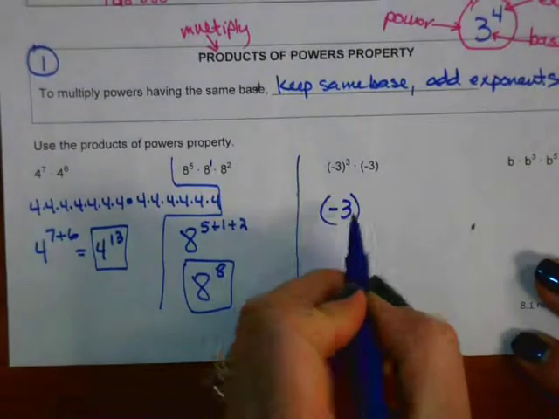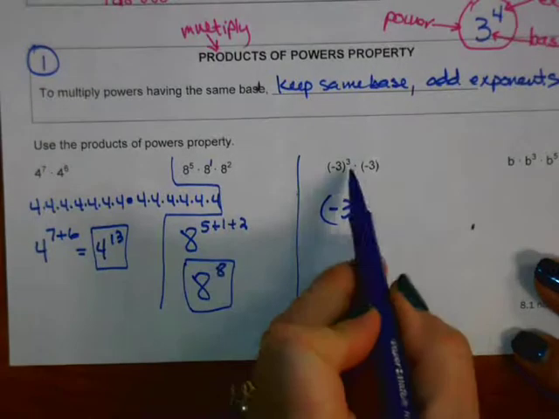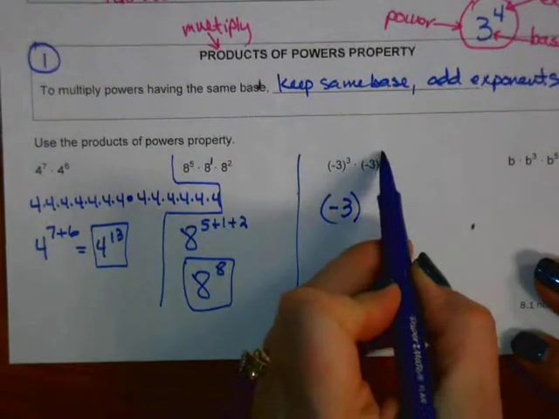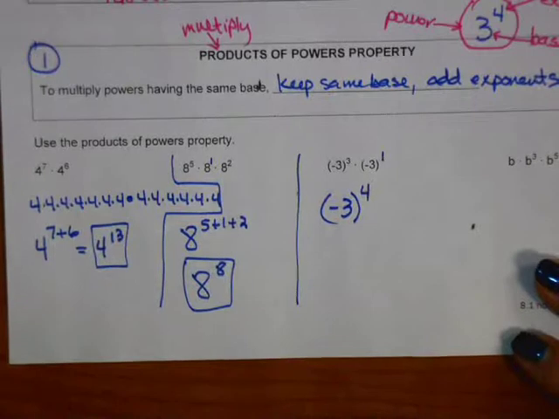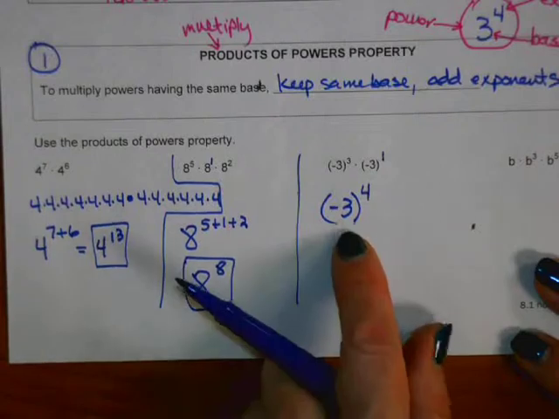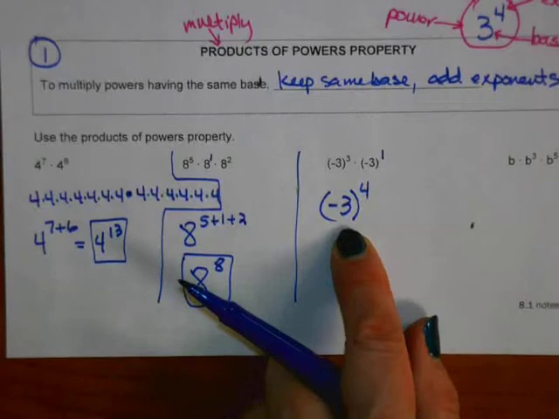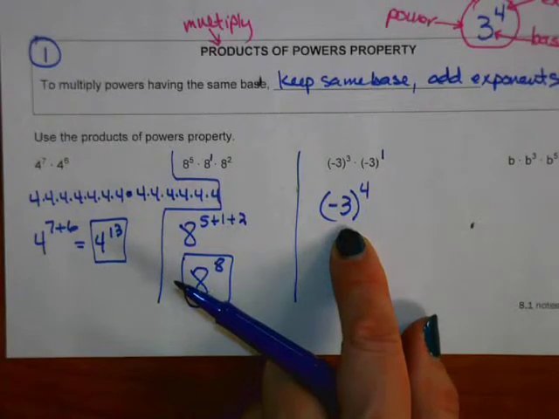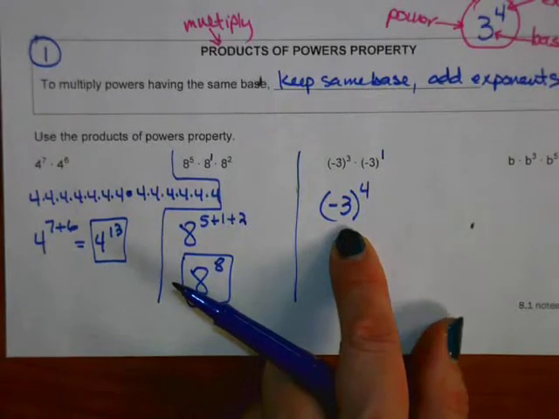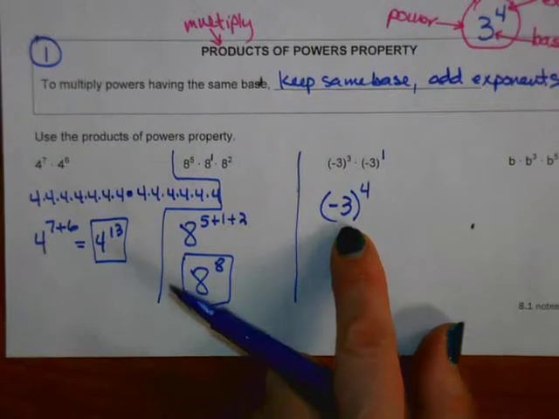Negative 3 is my base. That stays the same. I have 3 of them here, and how many here? 1. Negative 3 to the 4th. So let me ask you something. Anybody know? Would this give me a positive answer or a negative answer if I was going to multiply those out? Liam? Why? Oh, okay, but what if this was a 3?